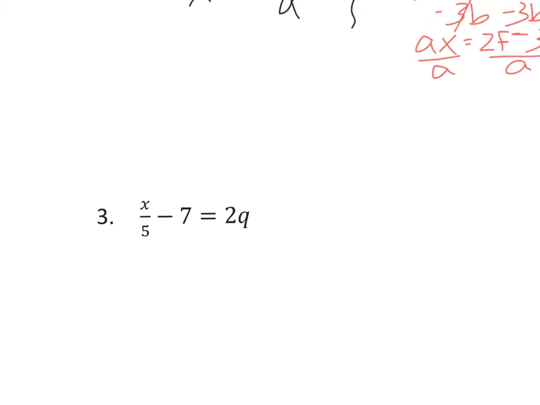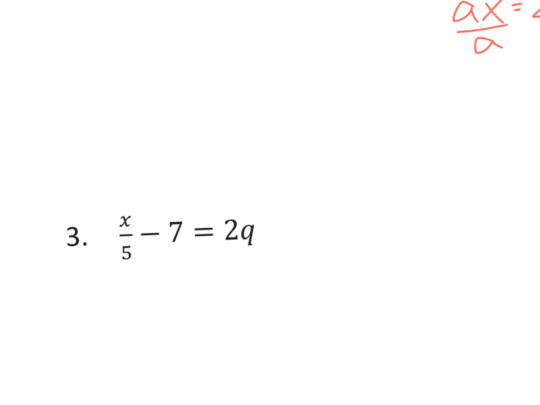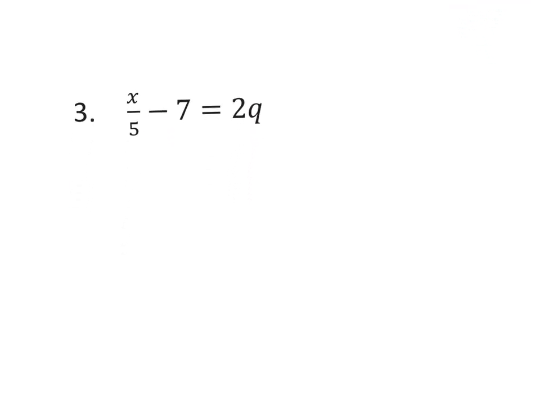Okay, what's different with number 2 and number 3? Well, number 3 is not a whole side of a fraction. So the first thing I need to do, always circle x, I need to move that 7 first, because before I multiply by 5, I need the fraction to be the only thing. So I'm going to add 7.